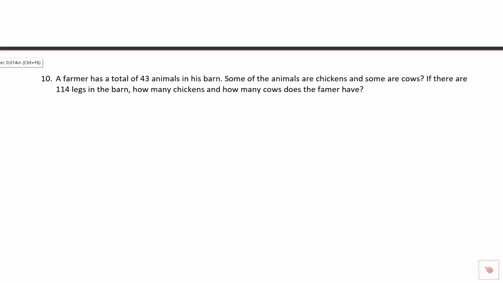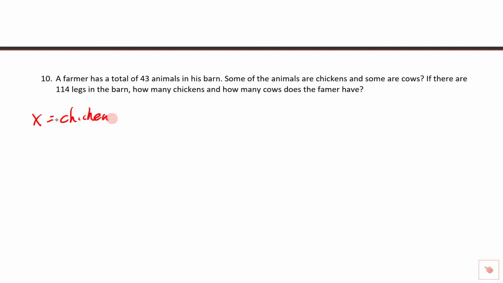Okay, some of my favorite problems are like this. So a farmer has a total of 43 animals in his barn. Some of the animals are chickens and some are cows. If there are 114 legs in the barn, how many chickens and how many cows does the farmer have? So I'm going to do C for, wait a minute. If we did C for chickens, we'd have to do C for cows. So let's do this. This is why it might be a good idea to stick with the x and y.